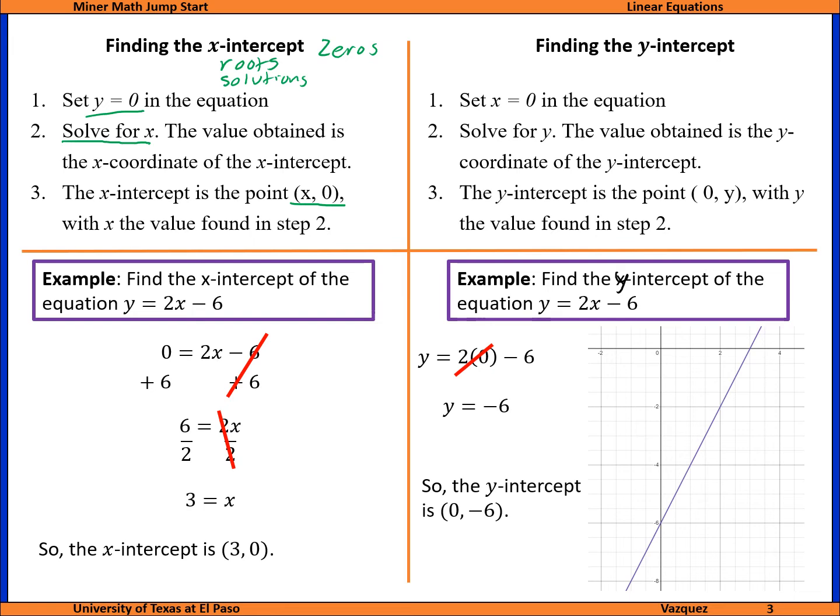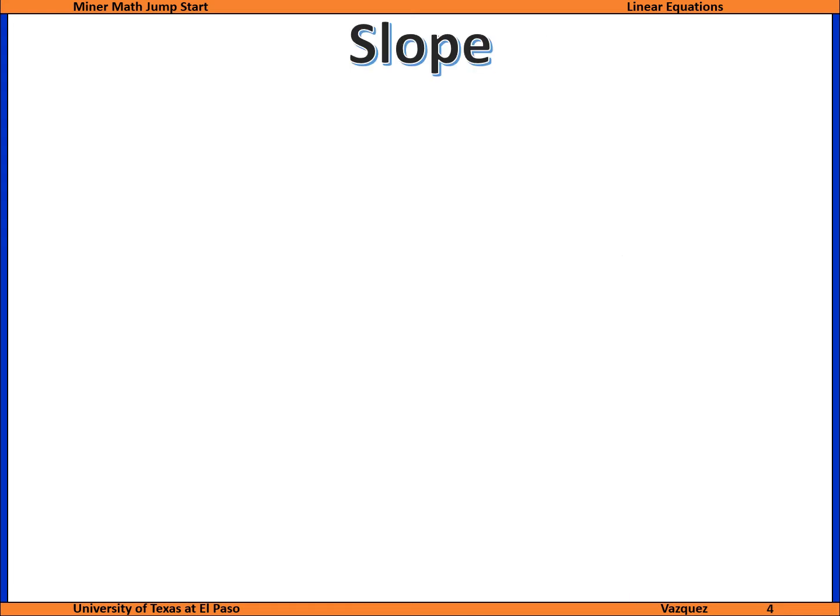All right. If you look at this picture here, we have the y-intercept there of 0, negative 6. And actually, I skipped that picture there, but if you go back in the video, you'll be able to see that we have our y-intercept and our x-intercept. Got a little ahead there. But we're going to be looking at slope now.